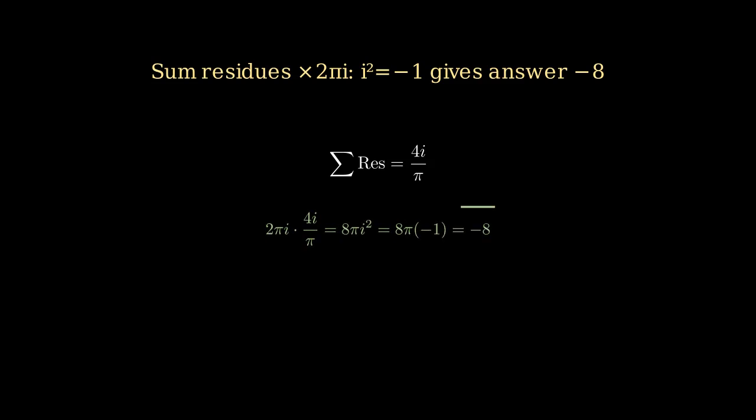Multiplying by 2 pi i gives 2 pi i times 4i divided by pi, which equals 8 pi times i squared, divided by pi, equals negative 8. So the final answer is negative 8.